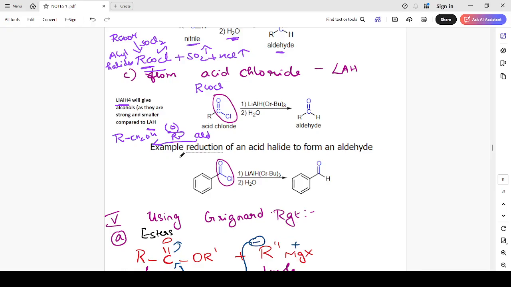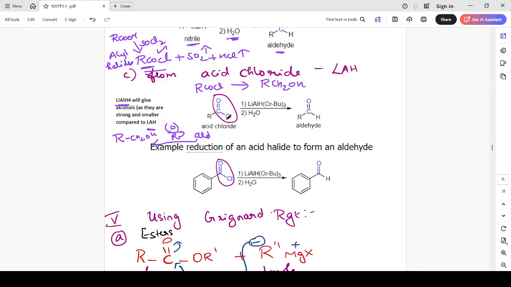Alcohol. It's the reverse process. Alcohol on oxidation is giving aldehyde, then aldehyde on reduction should give alcohol. So it will give alcohol, right? If I take lithium aluminum hydride, it is a very strong reducing agent. RCOCl will give me alcohol itself, RCH2OH.